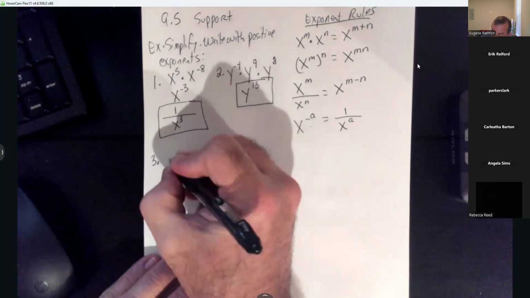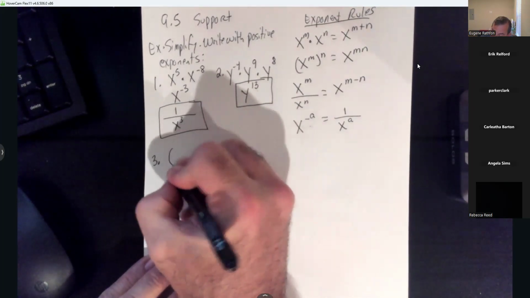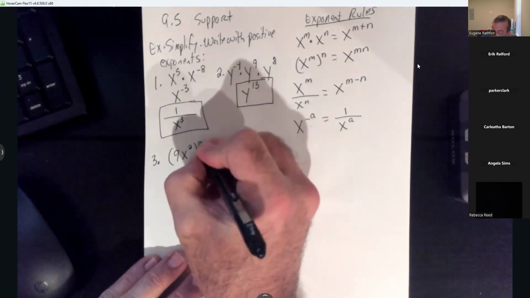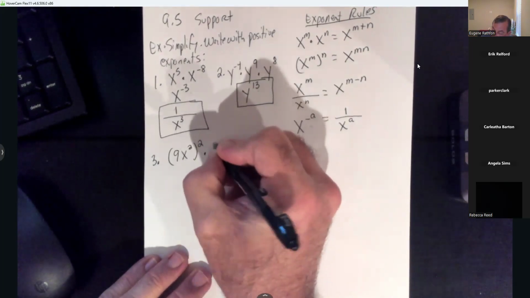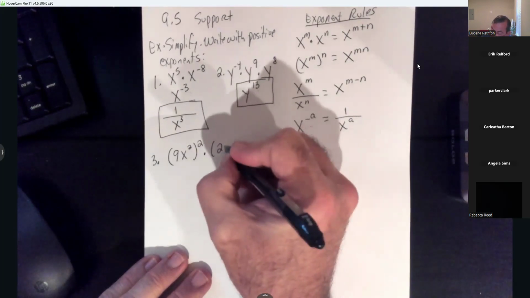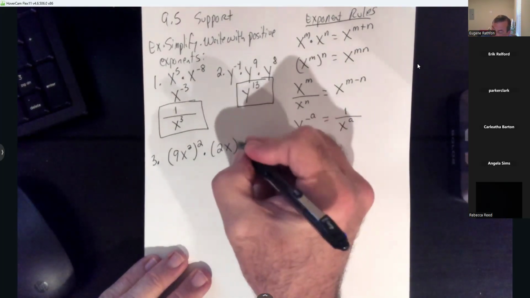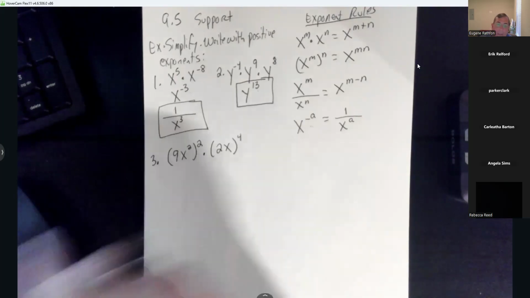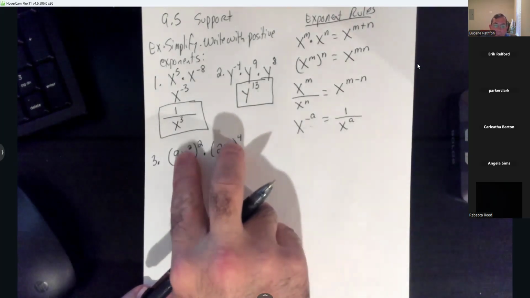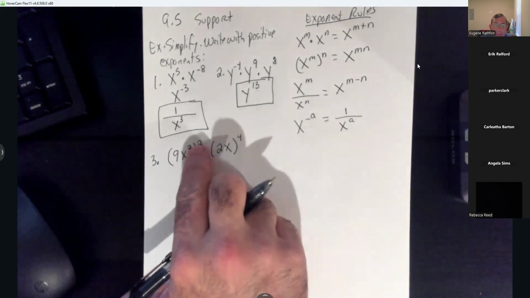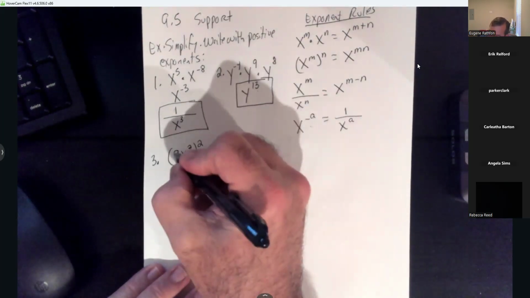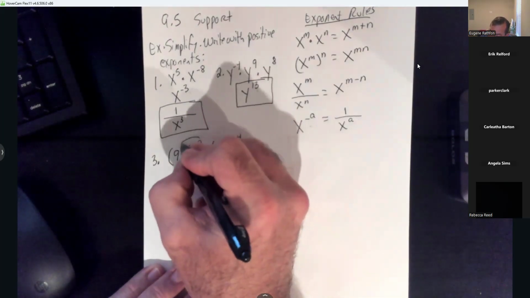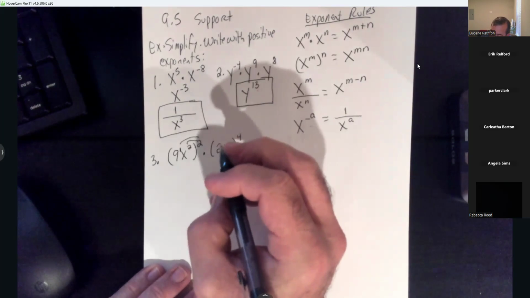All right, y'all, number 3. They're giving me 9x squared, squared, times 2x to the fourth. All right, so this is going to hit us with the power rule first because I got exponents raised to exponents. Now the 9 does not have an exponent, so that'd be a 1. So you would distribute that 2 to both of those.